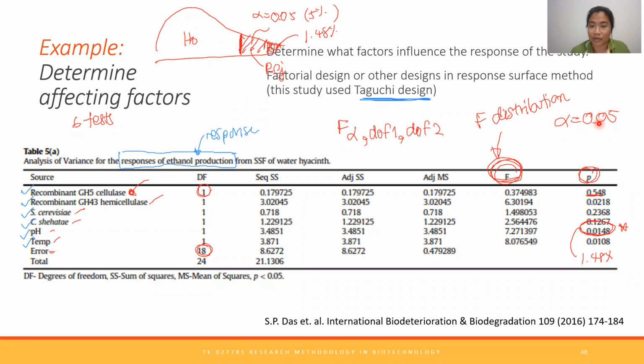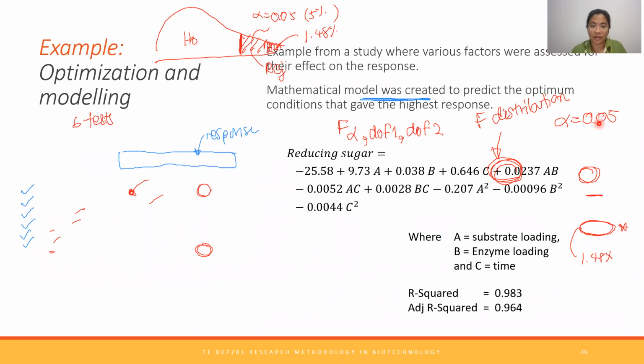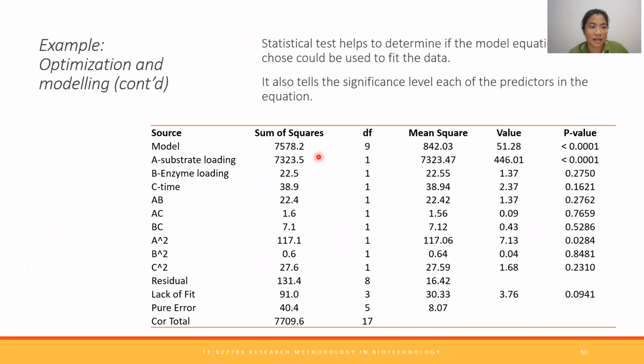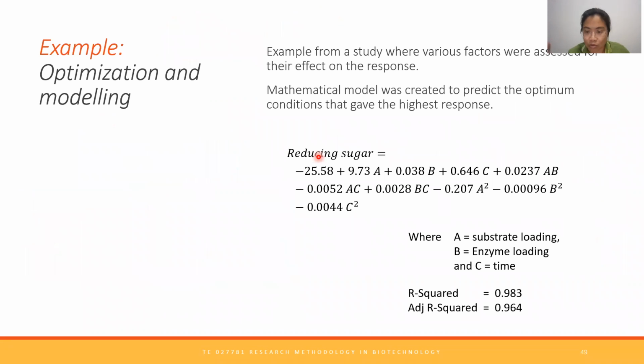Let's look at another example. Another example is about optimization and modeling. This is another hot topic, okay? It takes 2 slides for this one. In optimization and modeling, normally you want to see the optimum, right? You want to see the optimum values that give you the highest response that you want, okay?